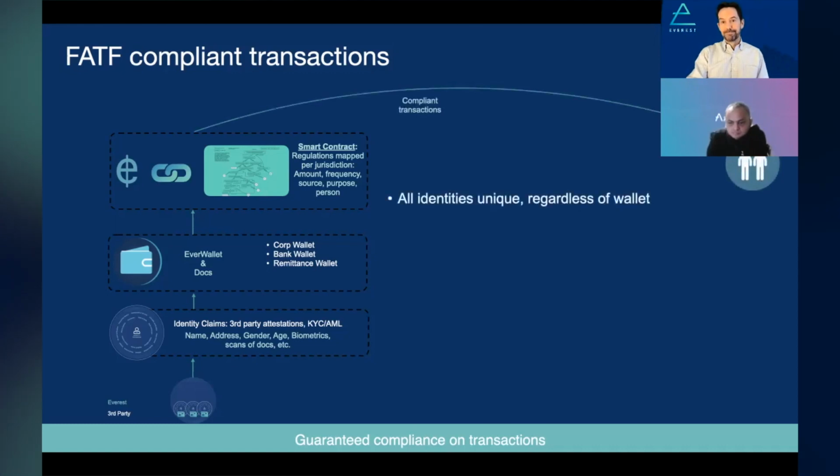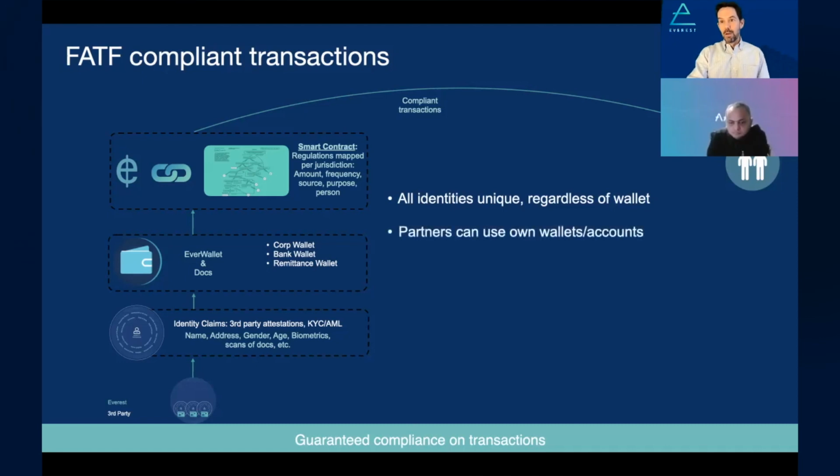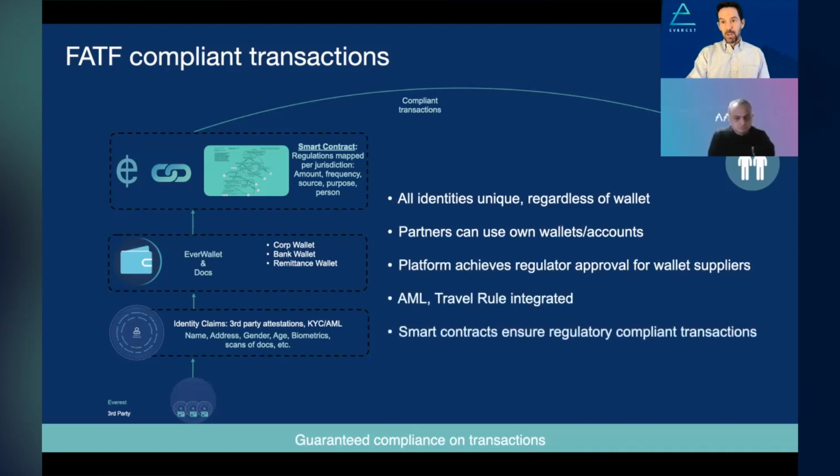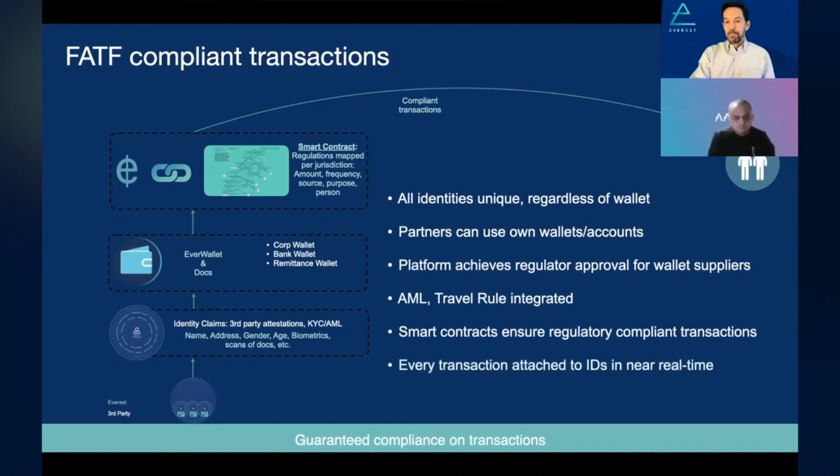So all the identities are unique, which means you can use multiple wallets, but it's still a KYC'd user or organization, right? Other people can use their own wallets. That's fine too. All regulatory approved, travel rule, AML. The smart contracts for compliance automate everything, which means reporting is seamless and real time. And ultimately, we got a couple patents on this one too.